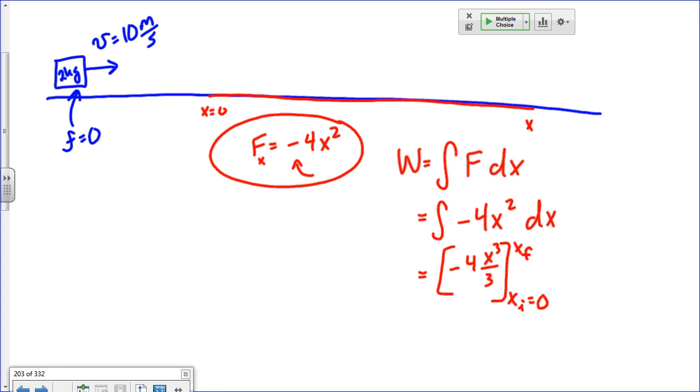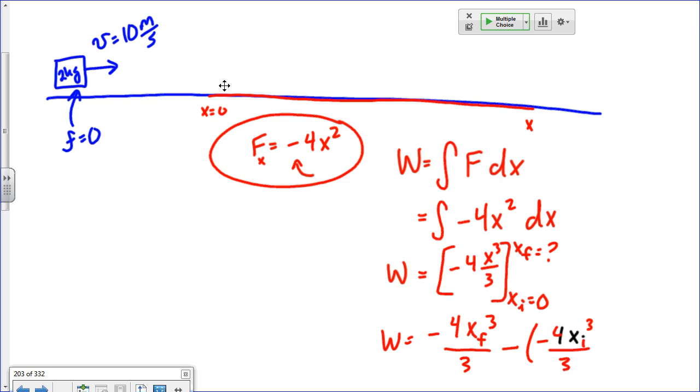Now x initial is equal to 0, and x final, I don't know what that is. I want to find out what that is. So my total work that's done is equal to negative 4 x final cubed divided by 3 minus negative 4 x initial cubed divided by 3. But since x initial is 0, this latter term just goes away completely. So I'm just left with that first term.